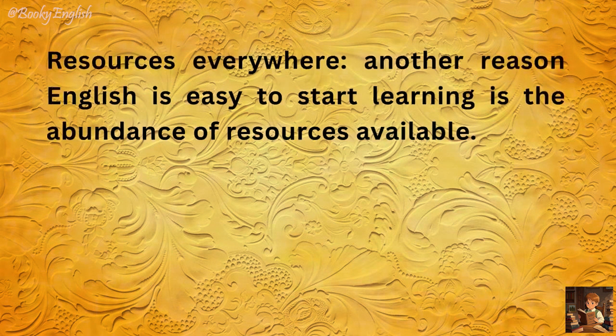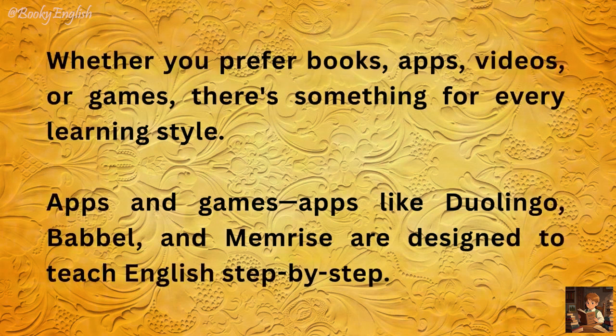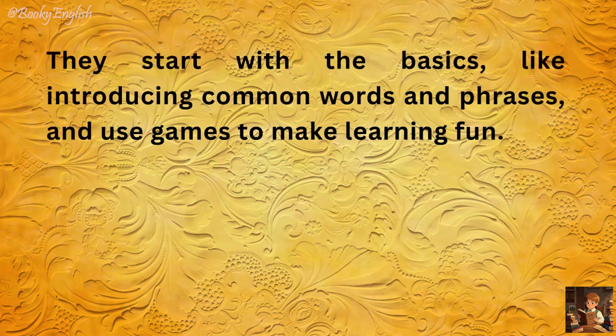Resources everywhere. Another reason English is easy to start learning is the abundance of resources available. Whether you prefer books, apps, videos, or games, there's something for every learning style. Apps and games: apps like Duolingo, Babbel, and Memrise are designed to teach English step by step. They start with the basics, like introducing common words and phrases, and use games to make learning fun.